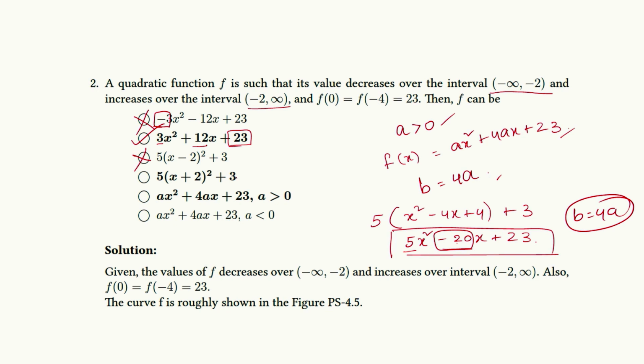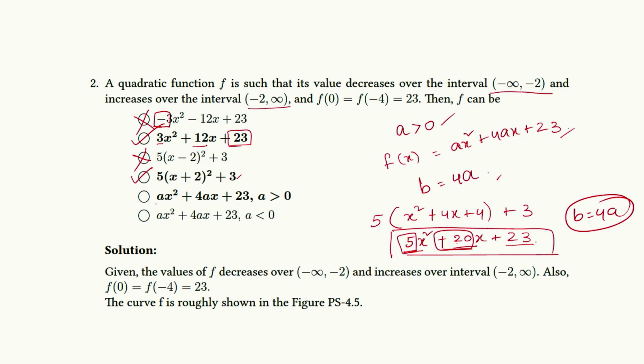If you see the next option, if you expand this, we will get a plus here. So we will get 5x square plus 20x plus 23. So if we see, the value of a is 5, the value of b is 20, which is 4 times 5, and the value of c is 23, and the value of a is greater than 0, so it satisfies. So option 4 is correct.